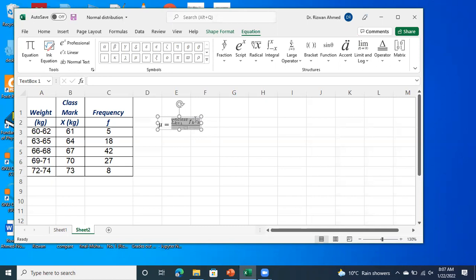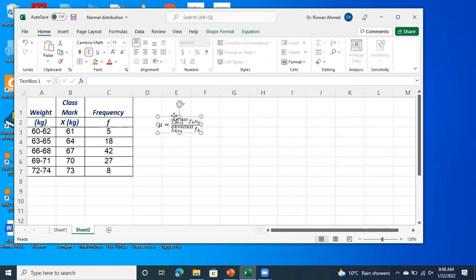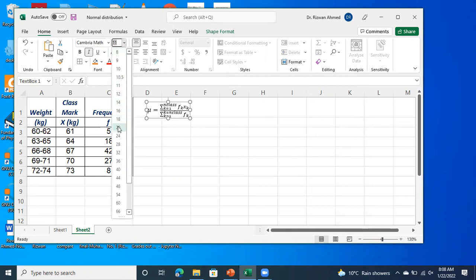and divided by, in the denominator, a similar summation, but only on f of k. And here, of course, k varies from 1 up to n classes, which is equal to the total number of observations. So this is the formula to compute the mean value.